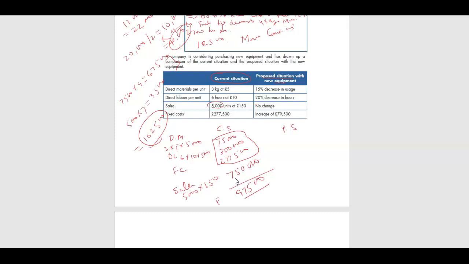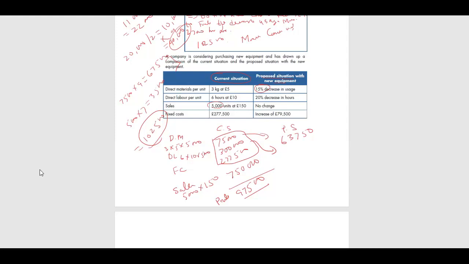What happens if I change? So we have to find that. If we change, if the profit is more than 97,500, we'll say buy the new equipment, and if it is less than that, we will not buy the new equipment. So according to the proposed situation, the direct material will be reduced by 15%. So 75,000 will be reduced by 15%. So it's 75,000 times 85%, that will give you 60. Then it says direct labor cost will be reduced by 20%. So 300,000 times 80% will give you 240.